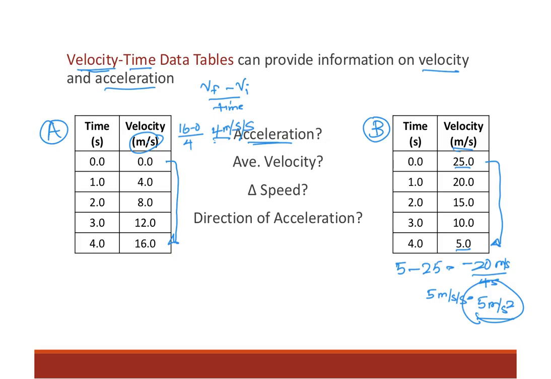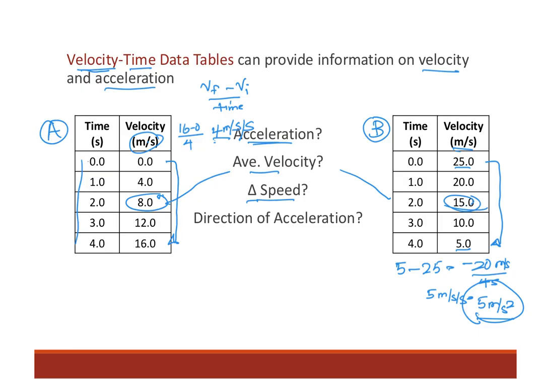With the data tables, it's fairly easy to figure out the average velocity, because basically we just look at the middle row. As long as your time values are all increasing just 1 unit at a time, we just look to see what's in the middle. So it'd be 8 meters per second for table A, and it would be 15 meters per second for table B.